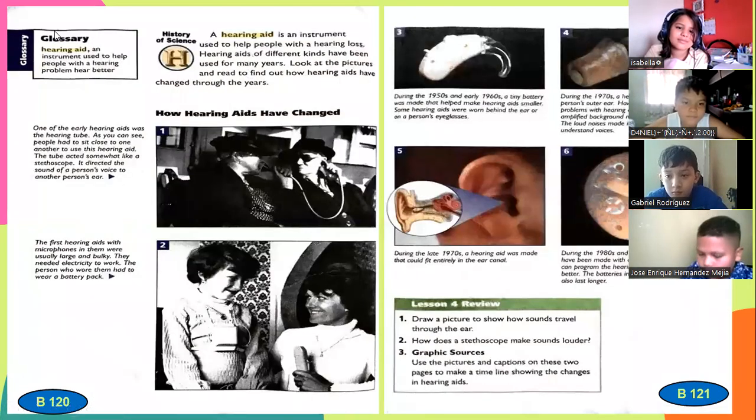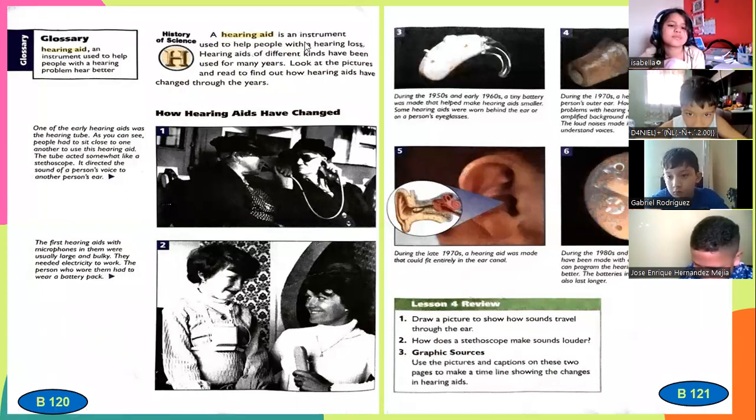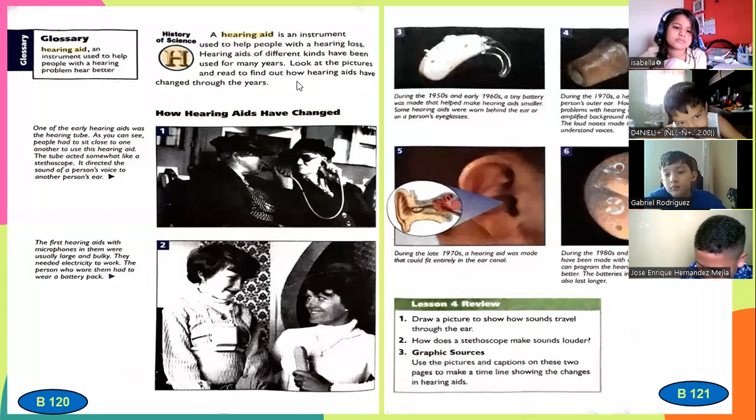Copy hearing. The ones that are already finished, copy hearing. Copy this one. A hearing aid is an instrument used to help people with a hearing loss, people that cannot listen. Hearing aids of different kinds have been used for many years. Look at the pictures and read to find out how hearing aids have changed through the years.